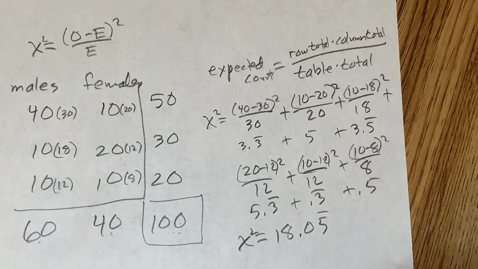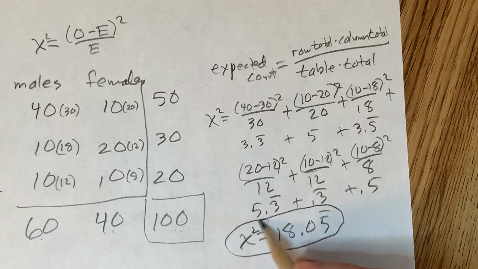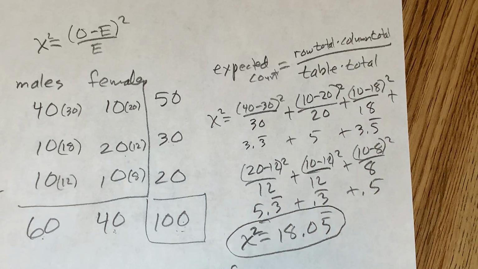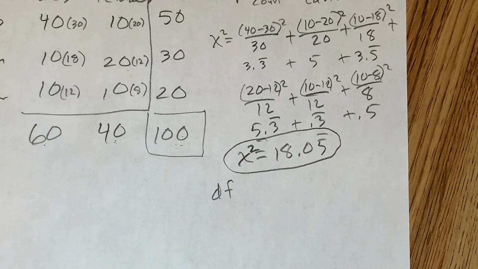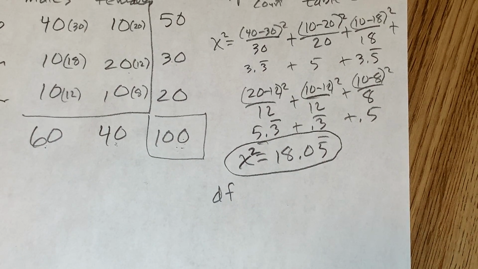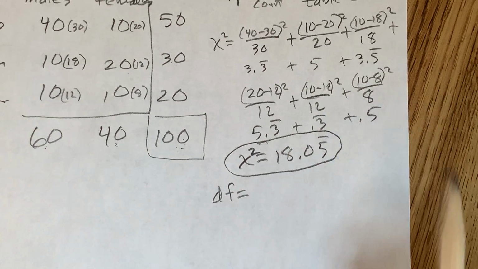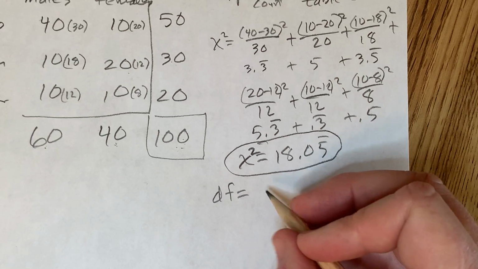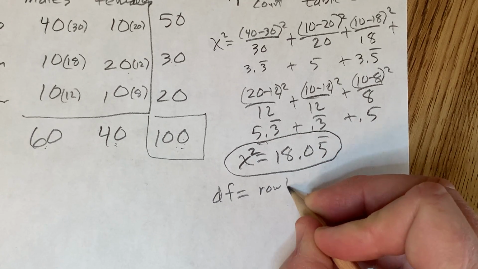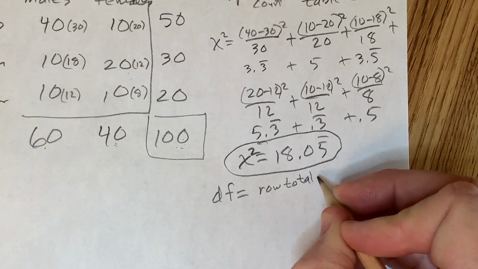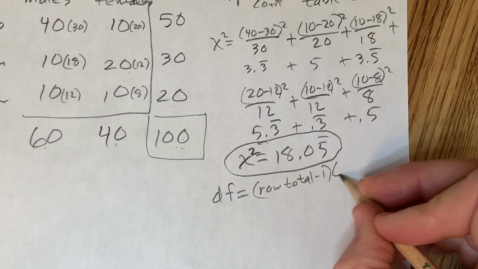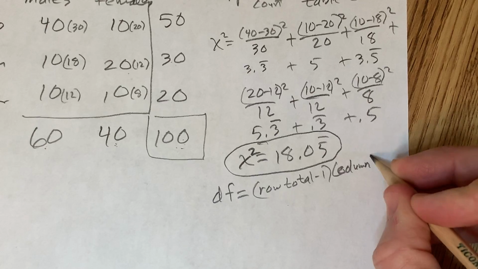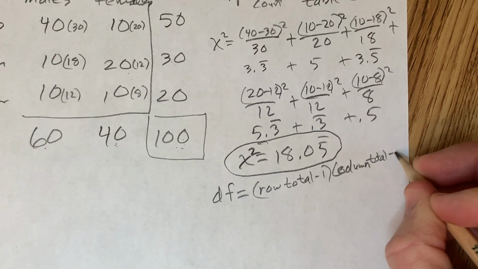The next number you have to find is the degrees of freedom, which identifies which chi-squared distribution we're working with. The degrees of freedom in section 11.2, when you have a two-way table like this, is equal to the row total minus 1 times the column total minus 1.